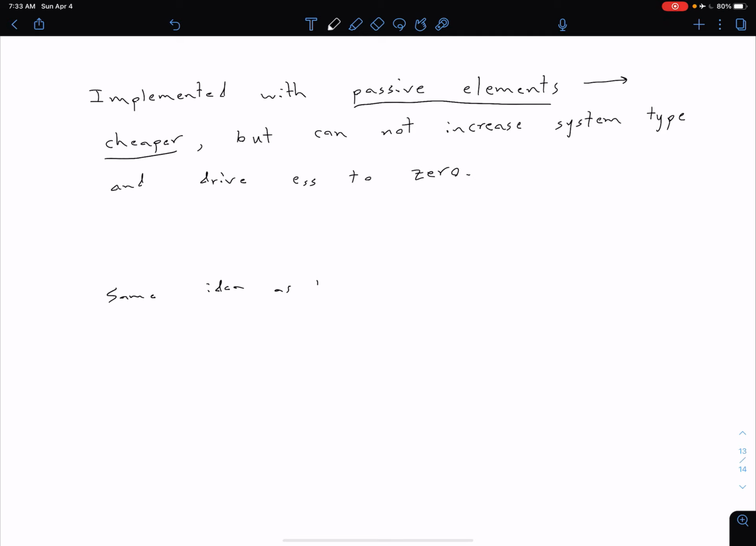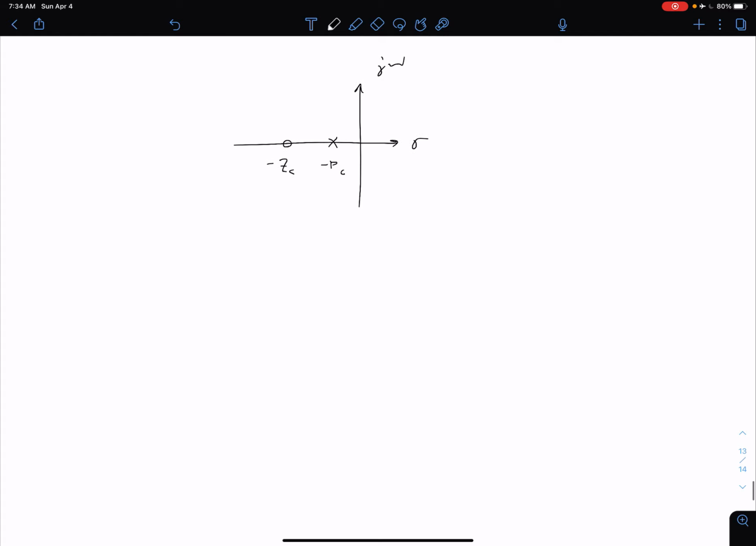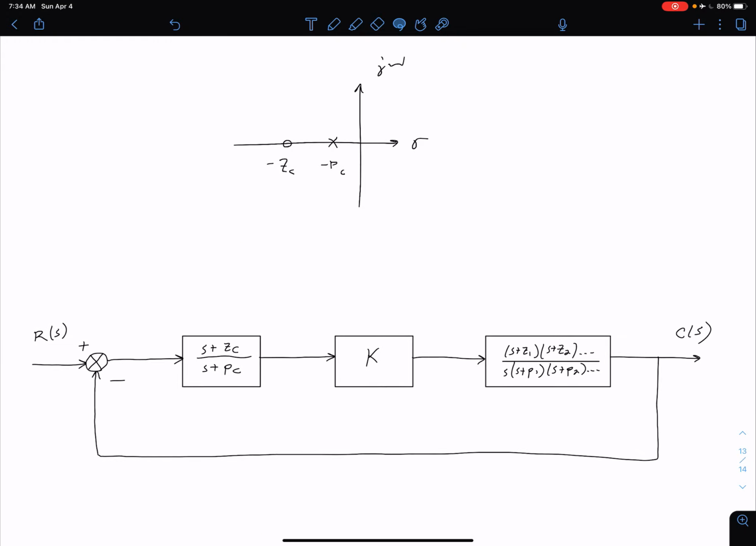So same idea as our PI, but now the pole is not at our origin. So if we look at that graphically in the S-plane, we have our j omega and our sigma axes, our imaginary and real. Now we're going to have some PC, which is going to be here, and we can call this negative PC, and we're going to have some associated zero as well, the same as we had with our PI controller, negative ZC. The reason I've written those as negative PC and negative ZC is that in a minute when we look at our block diagram, we can write those as positive values.